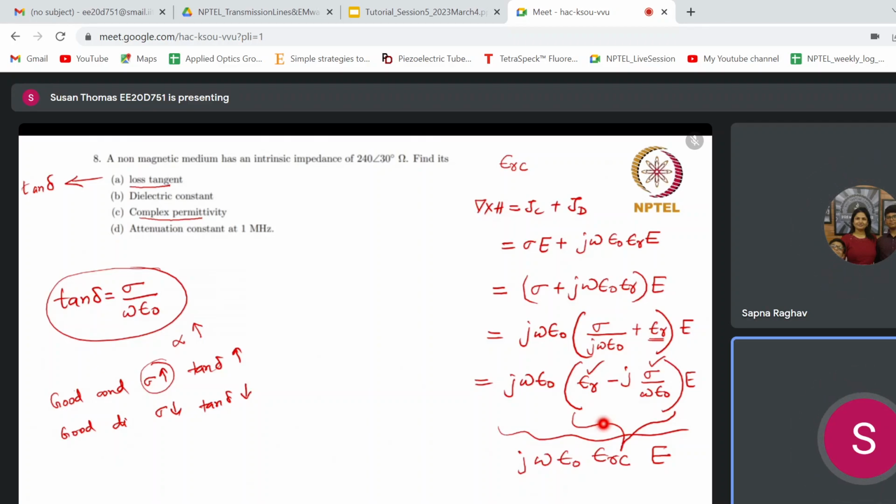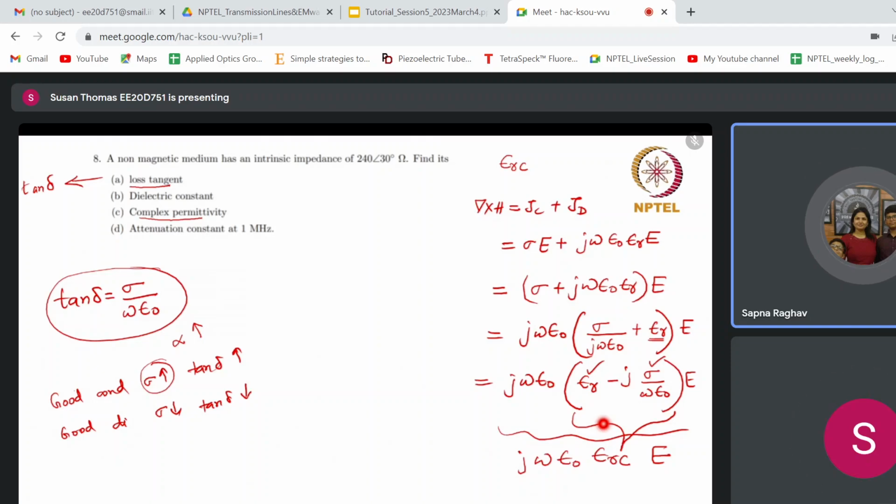Okay, now let us come back to the question. The value of loss tangent should be low for a good system, for a good dielectric, for good conduction, for good transmission.